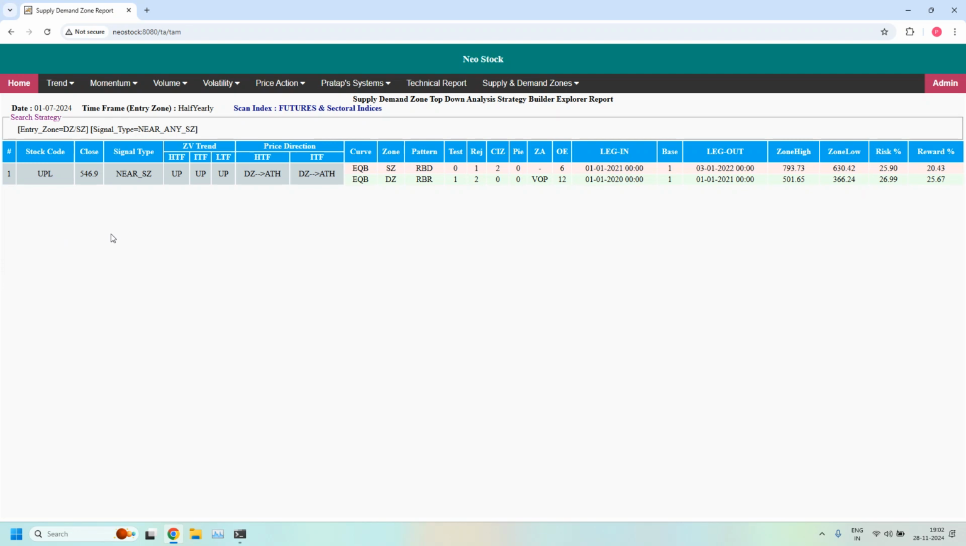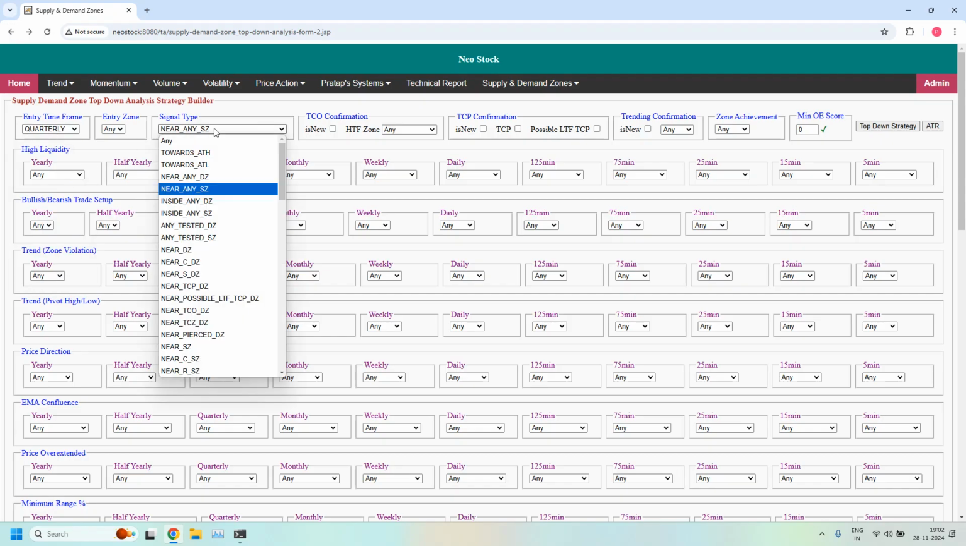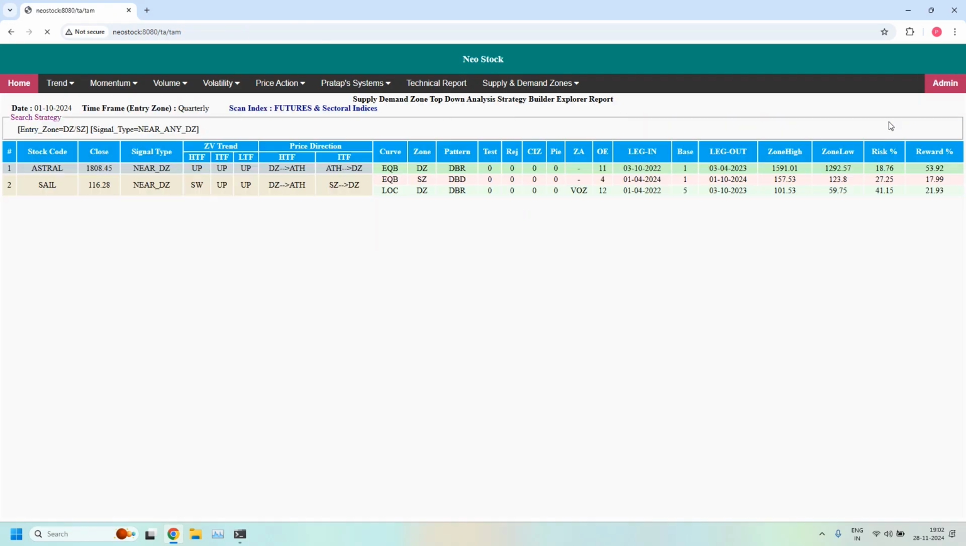In case you do not understand how to study the report, I request you complete our training lesson 21.1. In that video I have explained each and every column, their values, abbreviations in detail. Okay, now let's move on to the next time frame, quarterly, stocks near quarterly demand zone. We got two stocks.